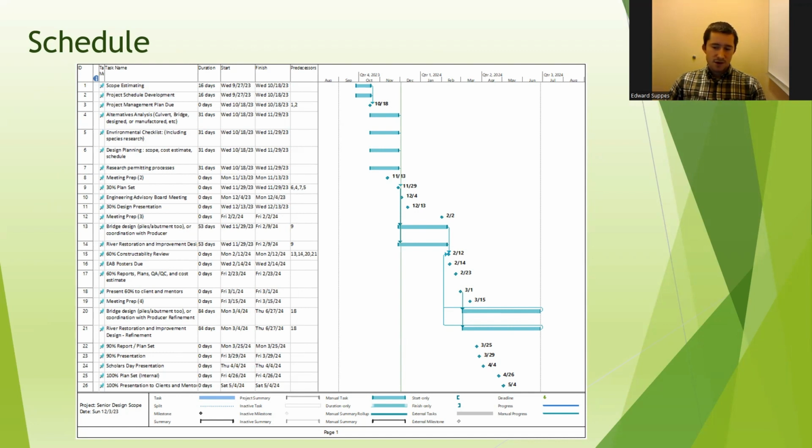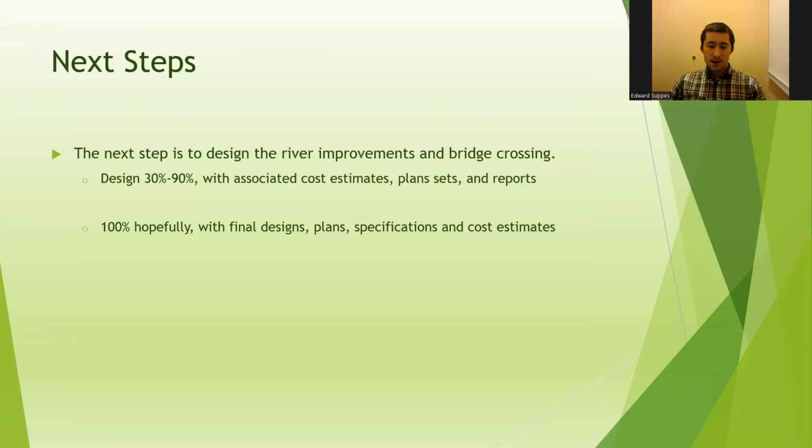The schedule is shooting for 100% design by the end of the year, though if we end up designing the superstructure, substructure, detour, and the river improvements, we may shoot for a 60% submittal because of the small design team. The next step is to design the river improvements and the bridge crossing.